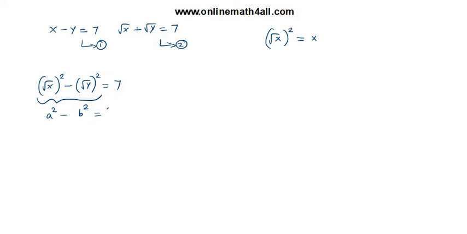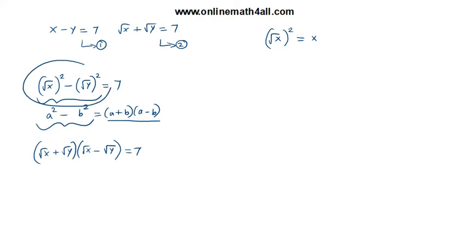We know that a square minus b square is equal to a plus b times a minus b. So for this one also we can write square root of x plus square root of y times square root of x minus square root of y is equal to 7, because we have this one in the form of a square minus b square. So it can be written as a plus b times a minus b. When you compare, we have square root of x for a and square root of y for b. So for a plus b we can write square root of x plus square root of y, and for a minus b we can write square root of x minus square root of y.